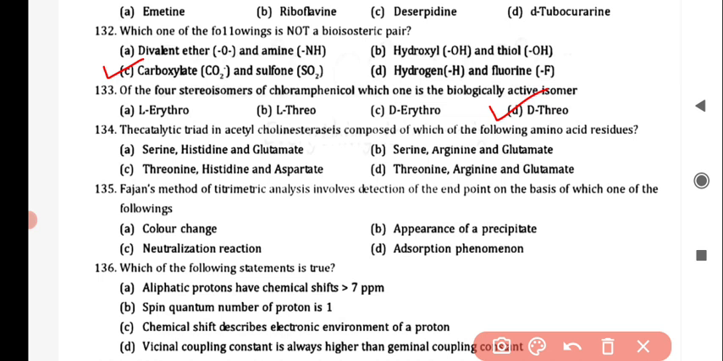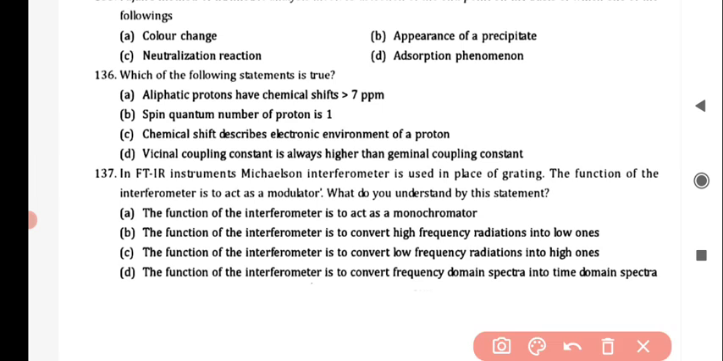Next question is, the catalytic triad in acetylcholinesterase is composed of which of the following amino acid residues? And the correct answer is option A, serine, histidine and glutamate. Next question is, Fajans' method of titrimetric analysis involves detection of the endpoint on the basis of which one of the following? And the correct answer is option D, adsorption phenomena. Next question is, which of the following statement is true? And the true statement among these is option C, that is chemical shift describes electronic environment of a proton.